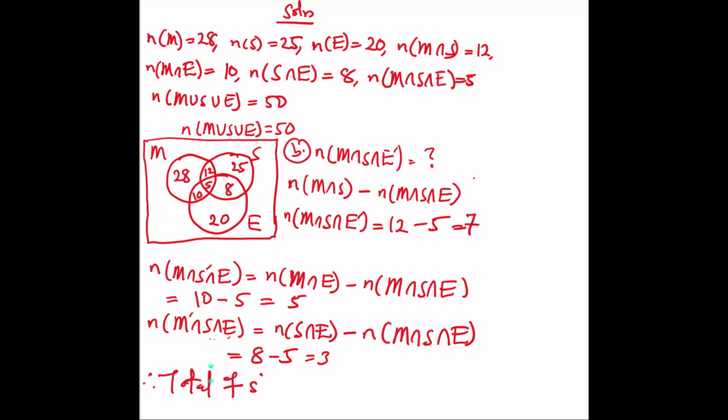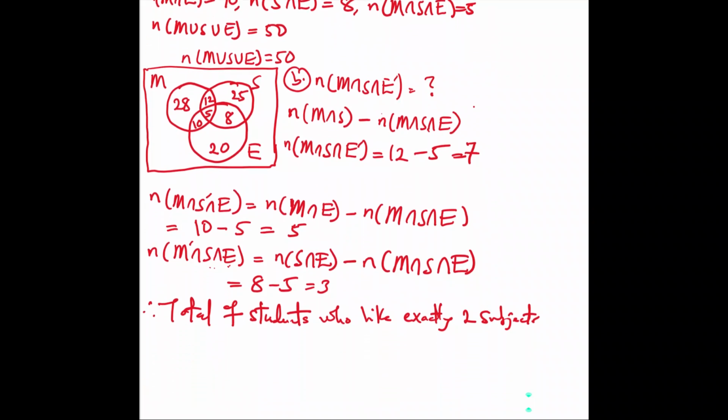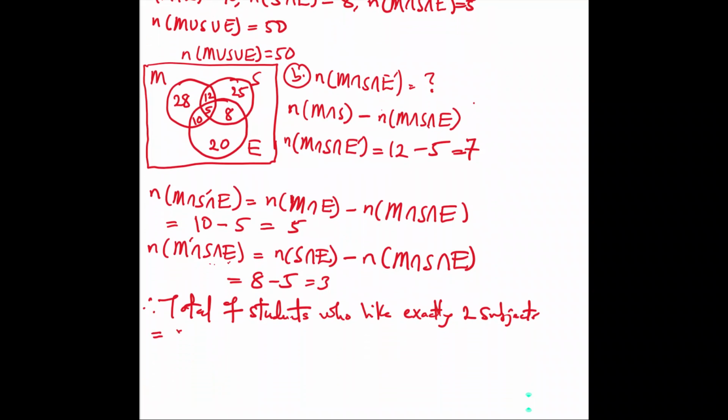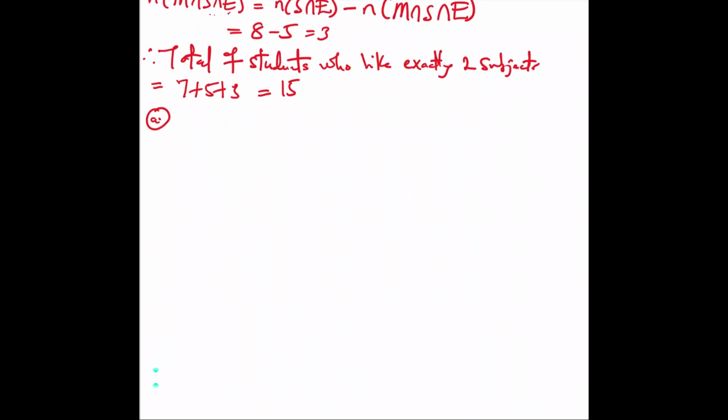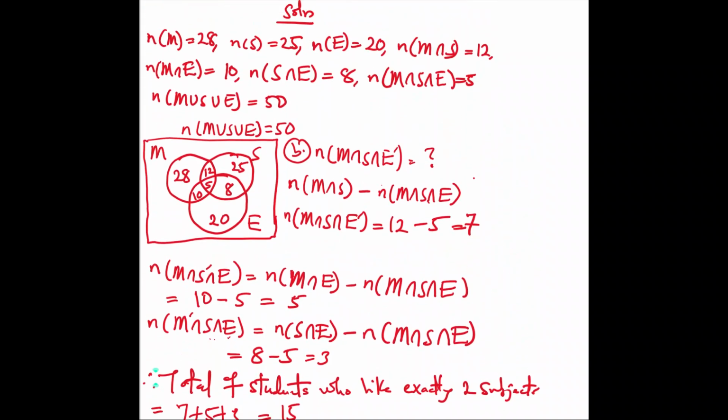So we have to do, therefore, the total number of students. We have to find the total number of students who like just exactly two subjects. Total number of students who like exactly 2 subjects will be equals to 7 plus 5 plus 3. So that will be 15. Okay. So now that is for B, sorry. So now let's do A.